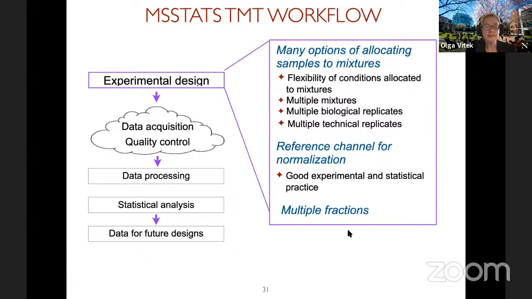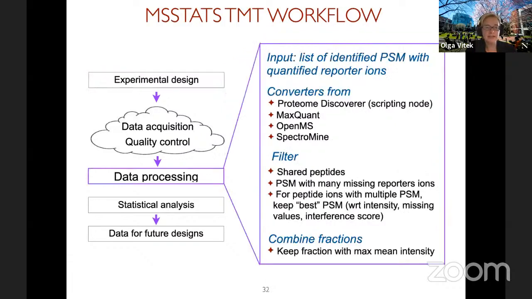Okay, so once the experimental design is thought through and the data have been collected, the input that MSstatsTMT takes is in the form of a list of identified PSMs with quantified reporter ions. Currently, and Ting will correct me if there are any modifications, we have converters from Proteome Discoverer, and Proteome Discoverer actually has a scripting node from Thermo, so you can do this even through the graphical user interface, as well as MaxQuant, OpenMS, and SpectroMine. So Ting will maybe clarify this further.